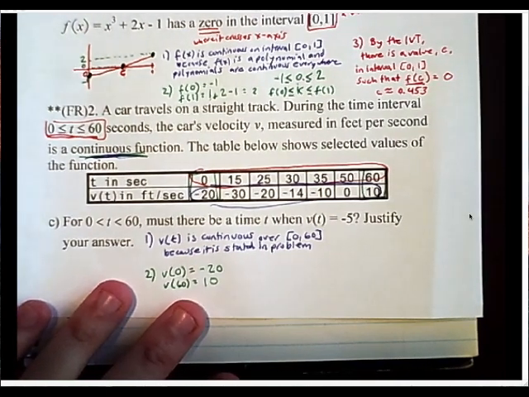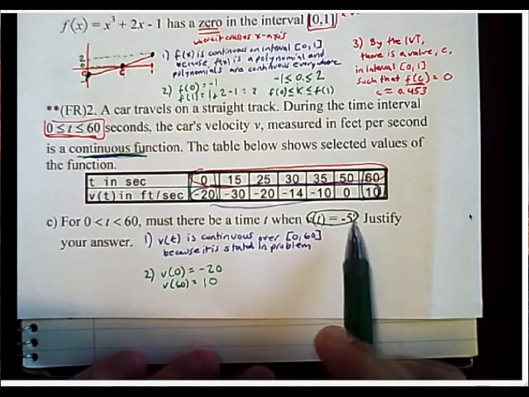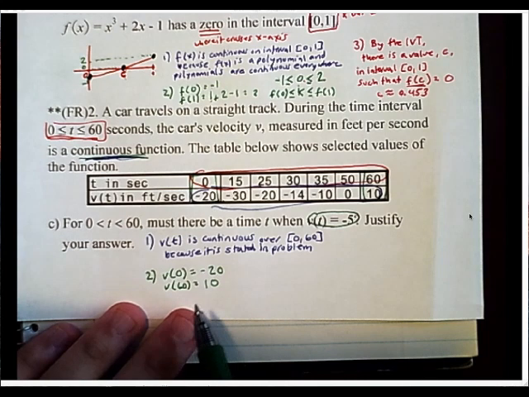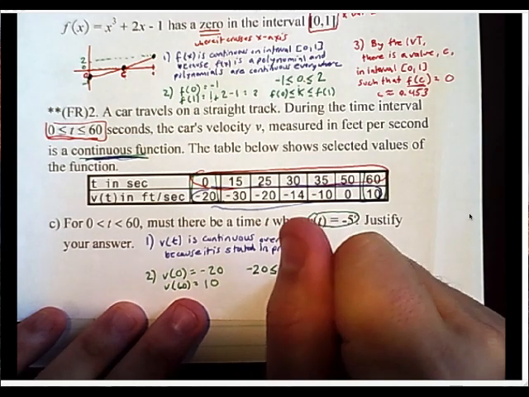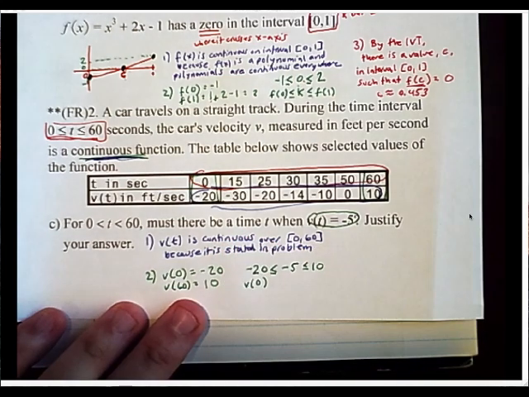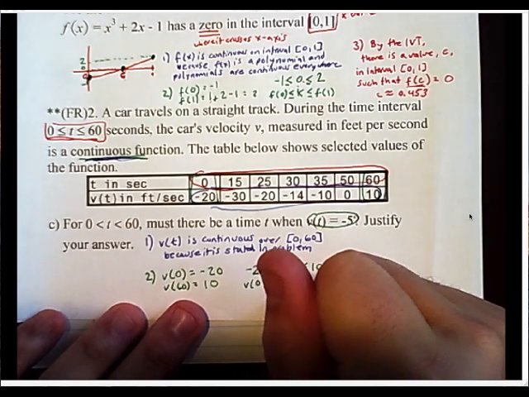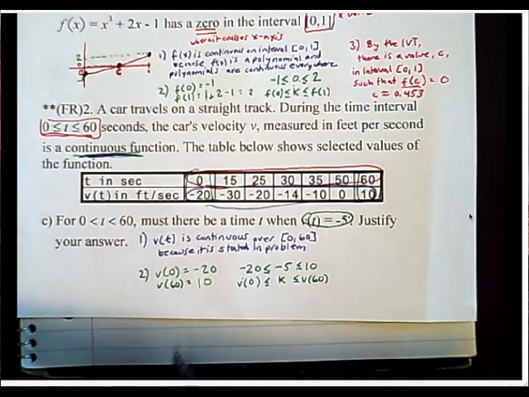Okay. Now, they're asking me, am I sure to get a velocity value of negative 5? Is this number definitely between these two somewhere? Yes, it is. Okay, so negative 20 is less than or equal to negative 5, which is less than or equal to 10. So here the velocity at time 0 is less than or equal to some k value they gave me, which is less than this. So the first two conditions are met, which means that it has to be true.